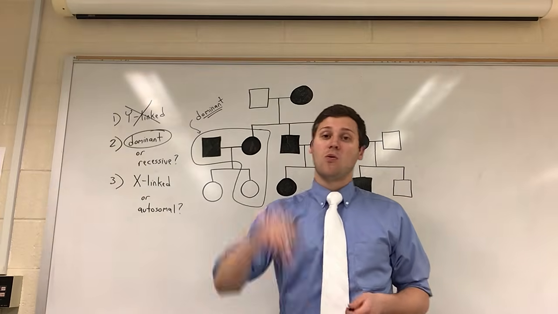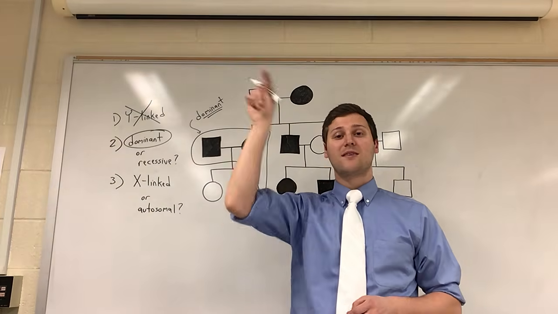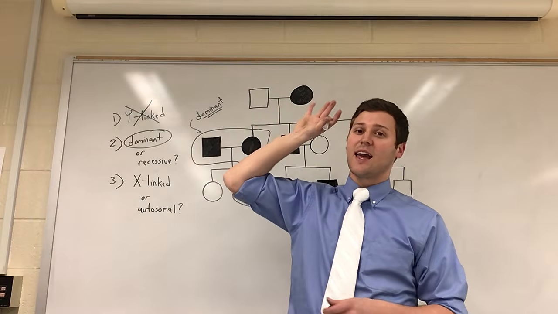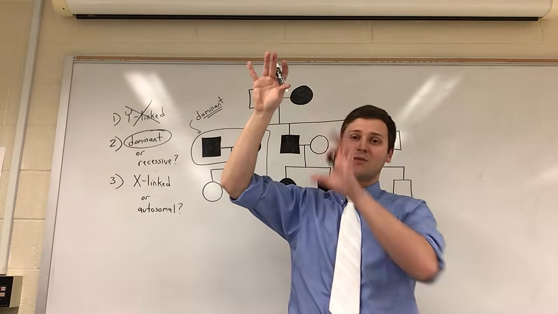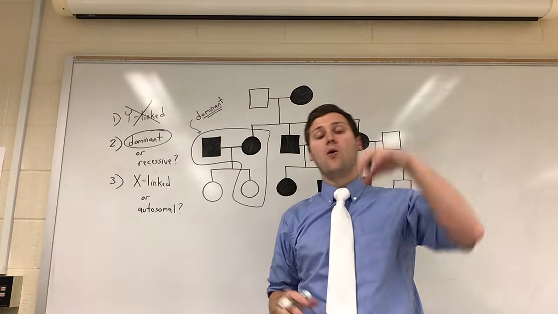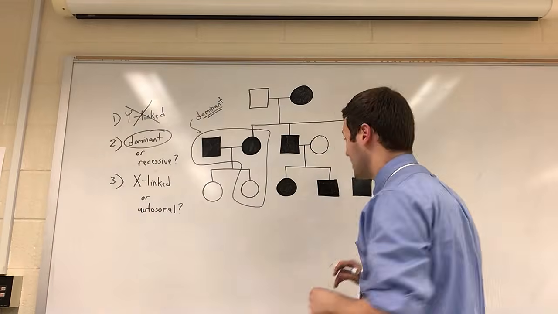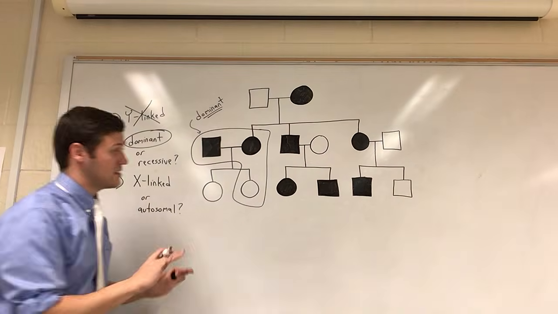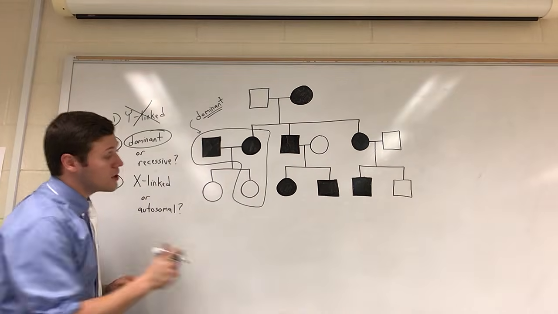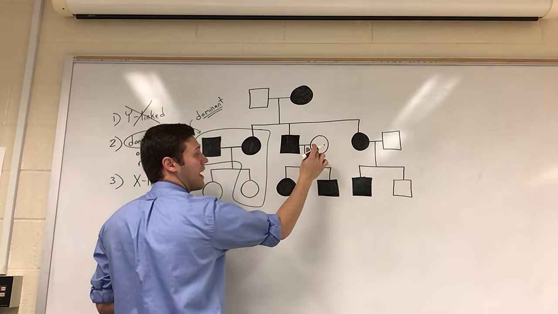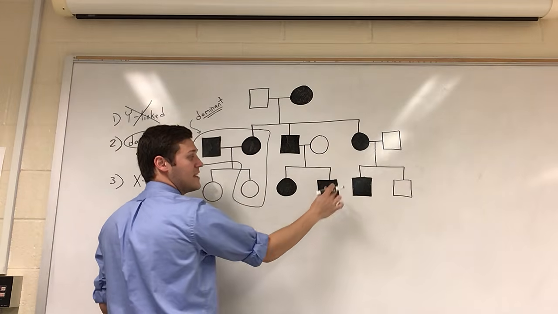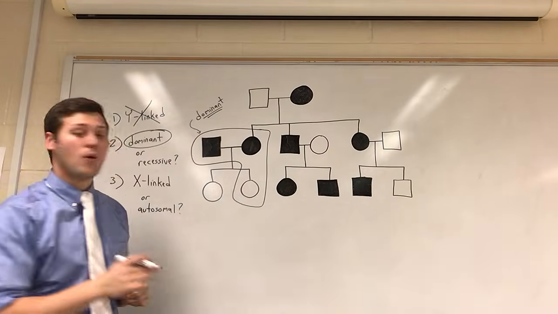How do we do that? Well, we're looking for opposites across parents and children. So we want to find a dad that's one thing, and a daughter that's another thing, or a mother that's one thing, and a son that's another thing. So let's see if we can figure that. I see a couple of these. So here, I see a mother and a son who are opposites.